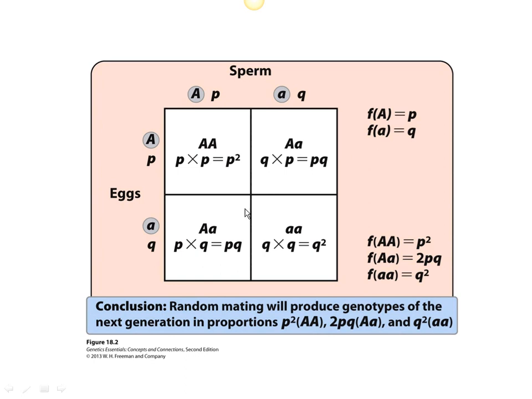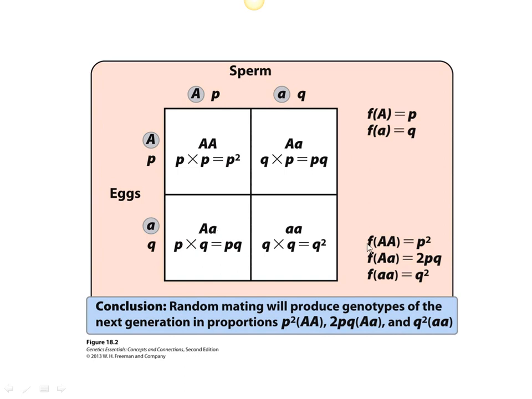And then the probability of getting a heterozygous offspring in the group in the next generation would be: the probability of getting a little a sperm is 20% and a big A egg is 80%, so 20% times 80% is 16%. But you could also get a big A sperm and a little a egg, and that would still be 16%. So you end up counting that both ways. 16% plus 16% is 32%.